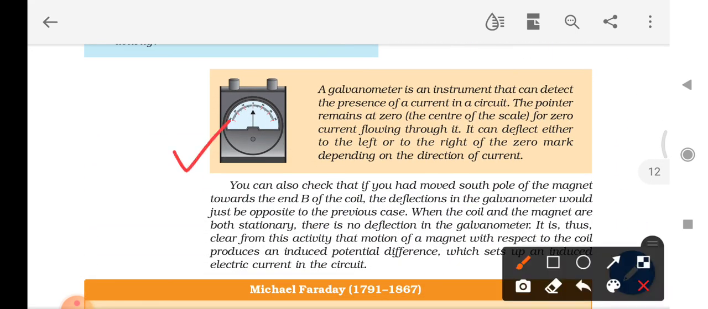I explained what is meant by the galvanometer. The galvanometer is a device. It is used to detect the presence of current in a circuit.